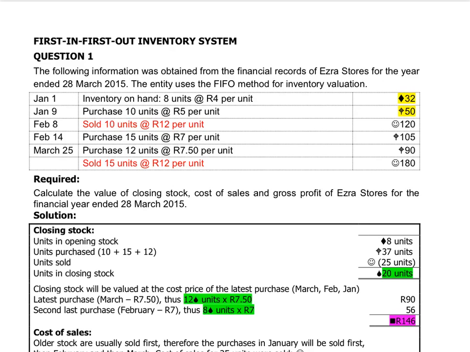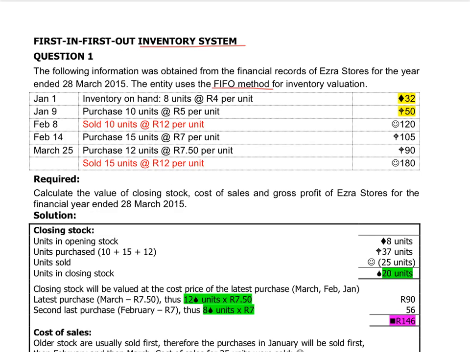Good afternoon. We will pay attention to the first in, first out inventory system of cost evaluation. The information is given telling us that the FIFO method is used. That means the first goods purchased will be sold first, and the last goods purchased will form part of the closing inventory. Then they give us information.